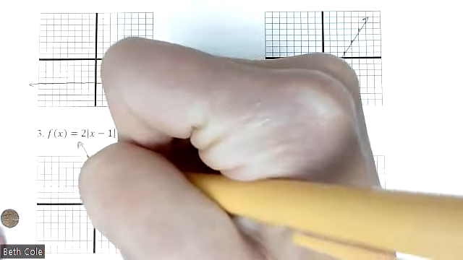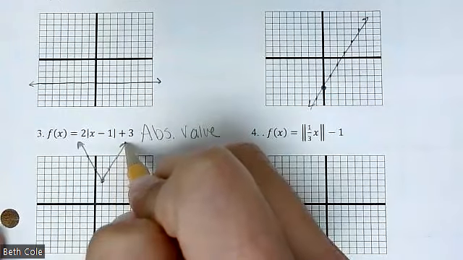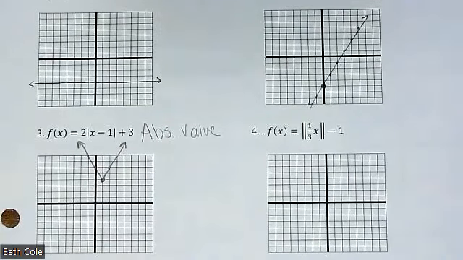Again, if you were like, I didn't really like that, that made me uncomfortable. Yeah, you can always make a table of values or just mentally go, what do I get when I plug in 2? What do I get when I plug in 3? It's just going to take you a little bit longer.